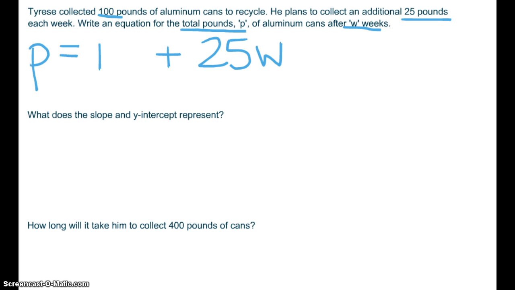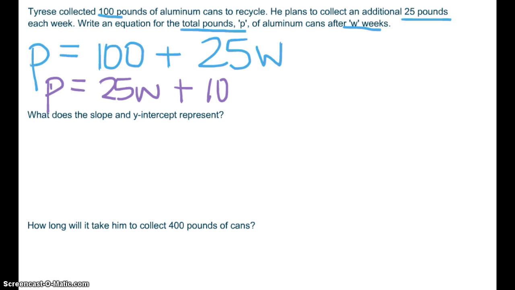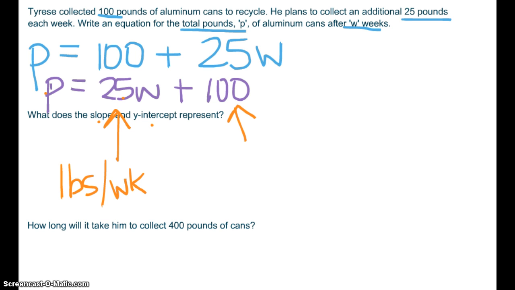Now typically in slope-intercept form we write y equals mx plus b. So P equals 25W plus 100. So we're asked, what does the slope and y-intercept represent? Well, here is our slope, because if this was y equals mx plus b, this is our slope. And so the slope represents the pounds per week.